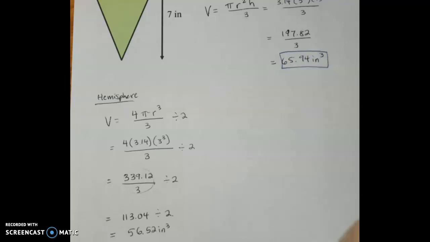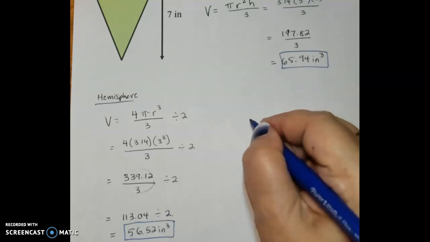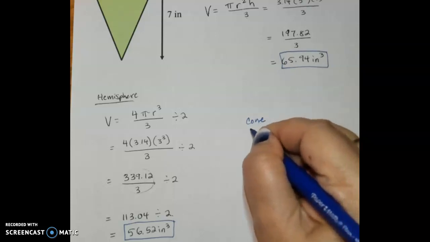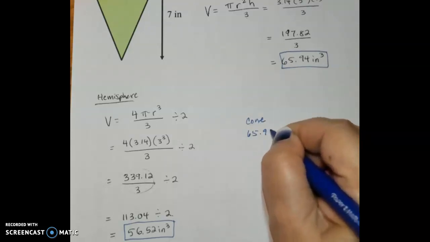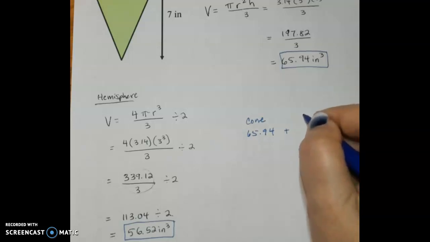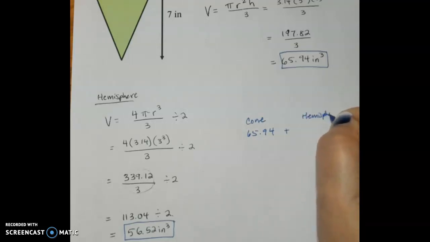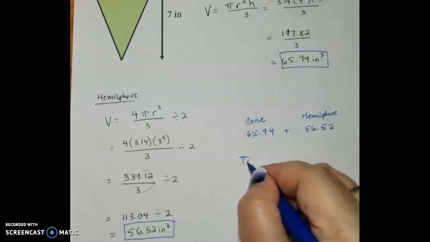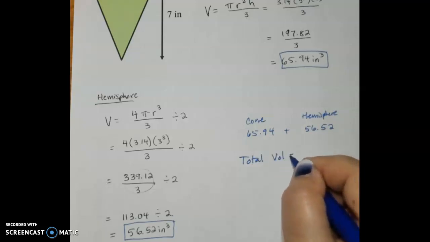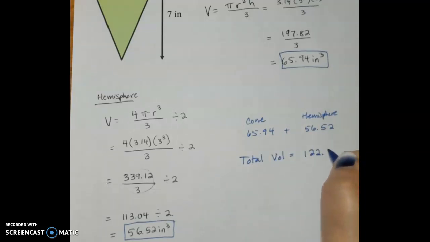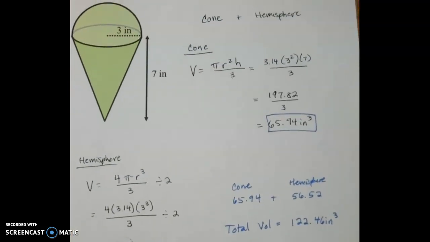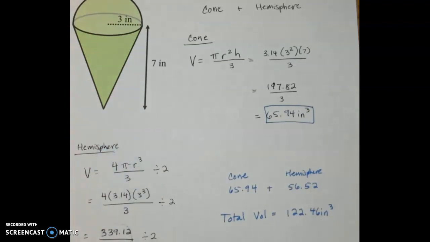Okay, next thing we're going to do is we're going to go ahead and add the volume of the cone to the volume of the hemisphere. And our total volume is going to be equal to 122.46 cubic inches. Okay, so the total volume of this entire figure is 122.46 cubic inches.